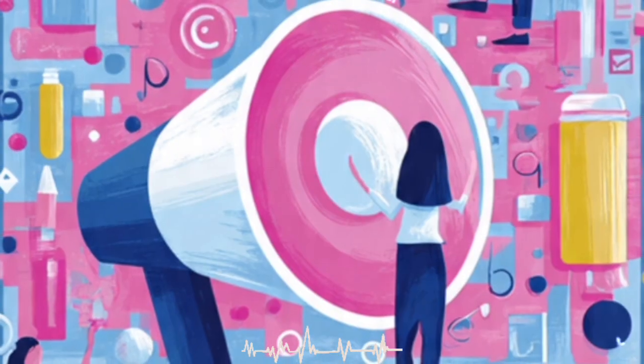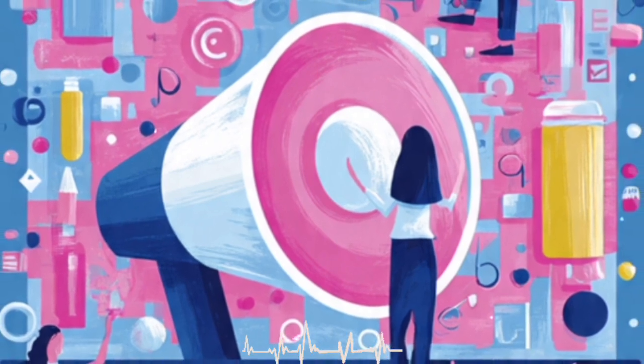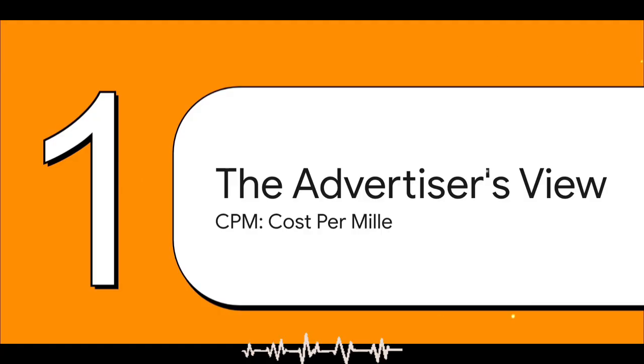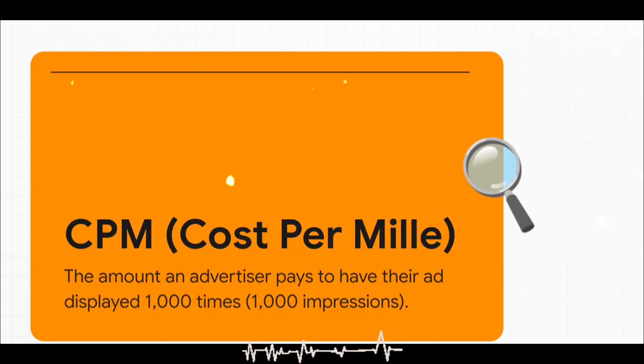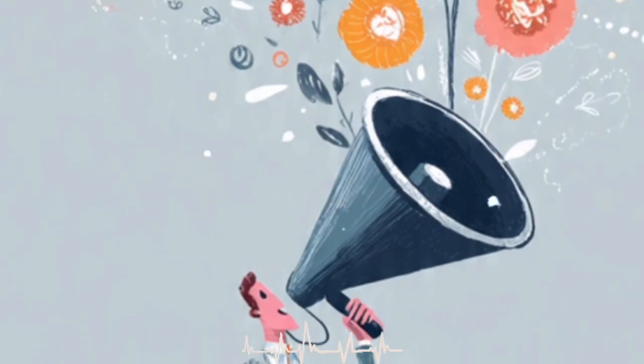First things first, let's put ourselves in the advertiser's shoes. For a company like West Coast Gear, their whole world revolves around one key metric, CPM. Now, CPM stands for cost per mille, and mille is just fancy Latin for 1,000. So it's literally the cost per 1,000 ad views or impressions. For an advertiser, this is the big question. How much am I paying to get 1,000 pairs of eyes on my ad?